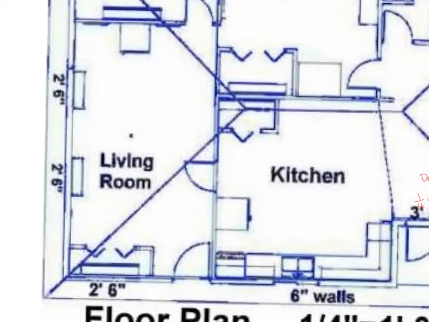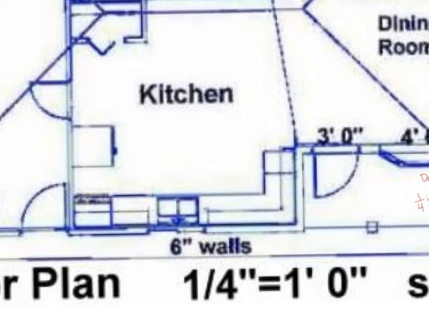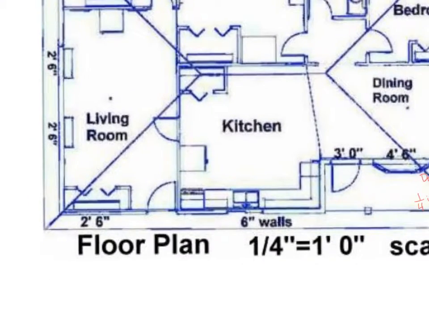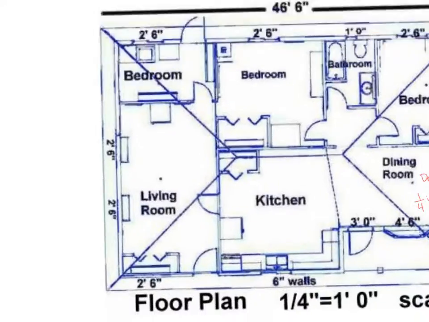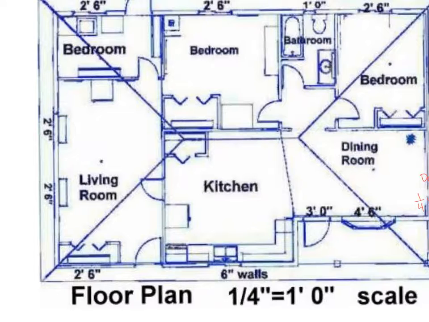We see that, let's go to the kitchen. The kitchen says that there's 6-inch walls. Okay, that's how thick it is. That doesn't make sense. Let's do... I don't think any of them have the actual... Here we go. They do. This one here. So this is 2 feet 6 inches.